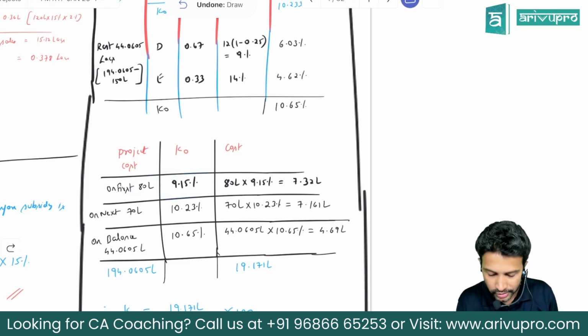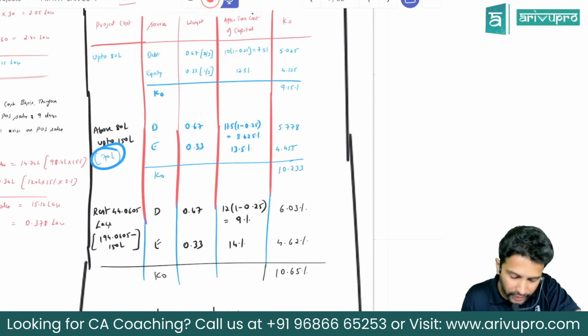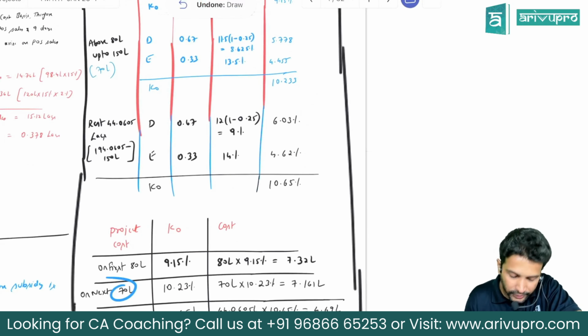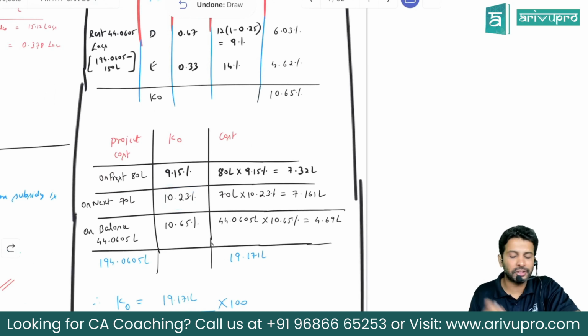So what is the cost, sir? This took a 80 lakh ka 9.15%. If you do, you will get 7,32,000. Correct? Similarly, on the next, how much funding? The next 70 lakhs of funding, what is the KO will incur? 10.233 or 23%. If you multiply 70 lakh ka 10.23%, how much you going to get? 7.161 lakhs.